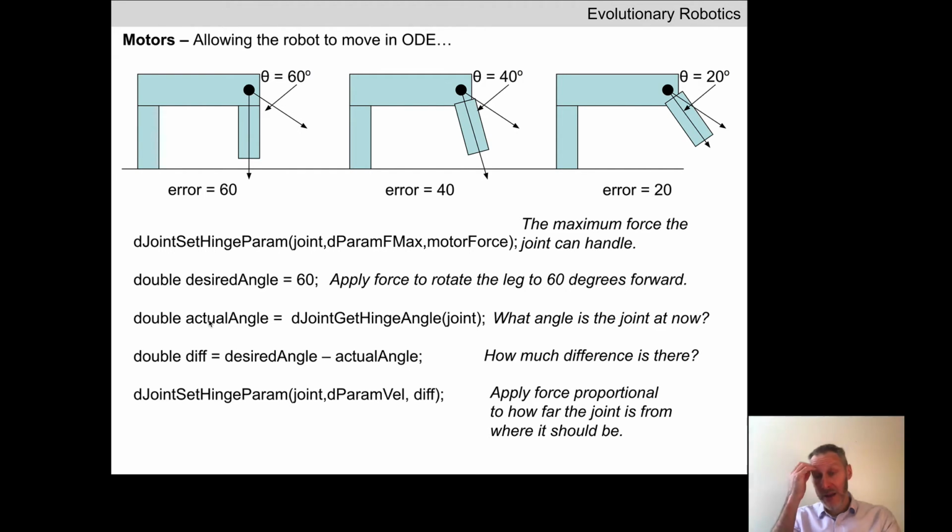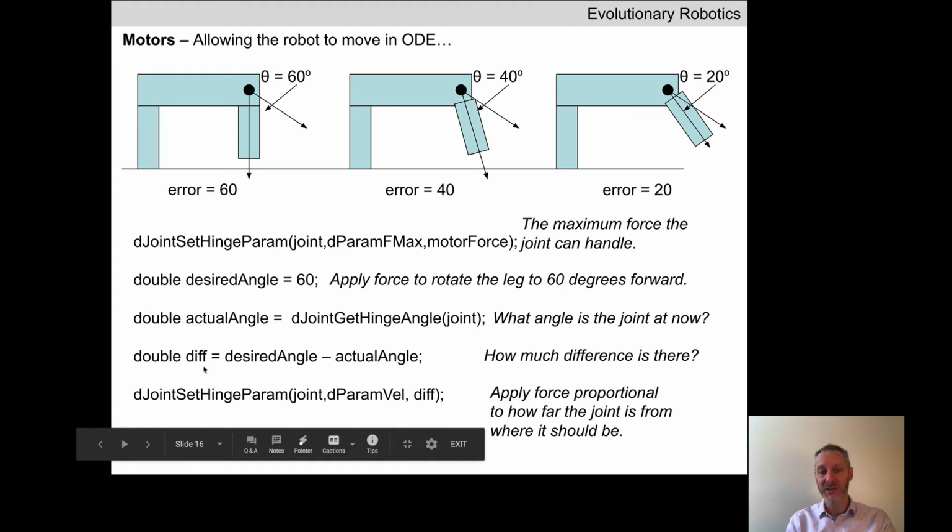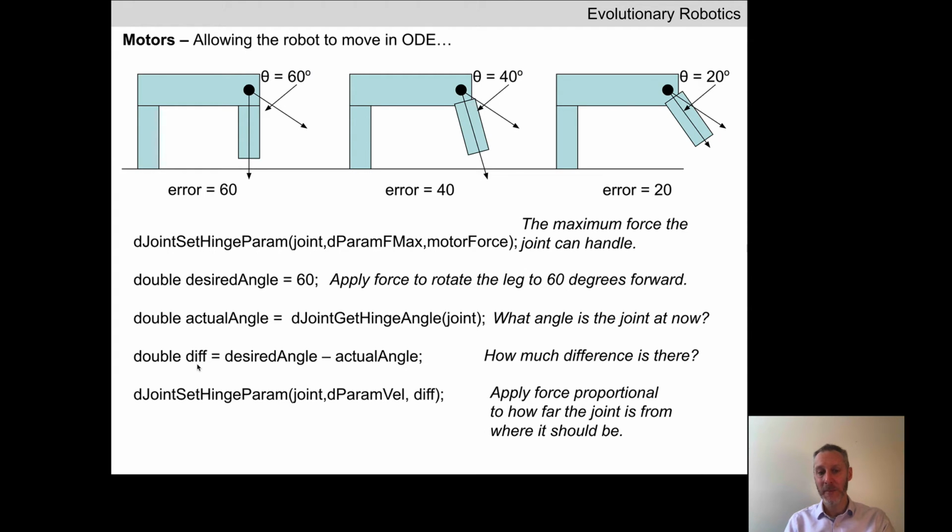We can, again, exploit the physics engine and get the current angle between the two links connected by this joint. Let's assume at this first time step of the simulation that the actual angle is 0. The desired angle is 60. So there's a big difference between what the angle is and what we would like the angle to be. We calculate that difference. We take desired angle minus actual angle, which gives us a difference in angles.